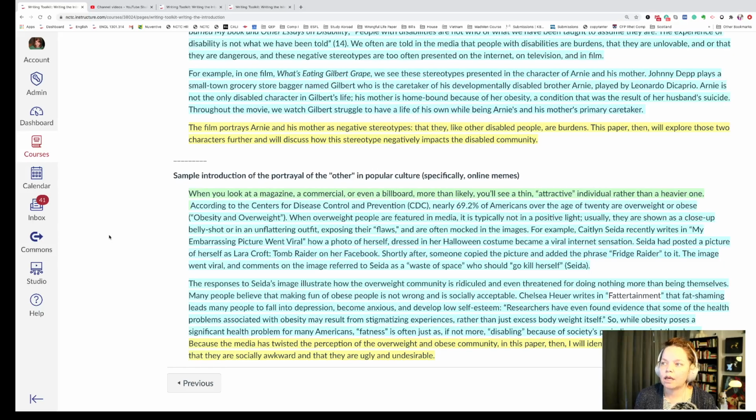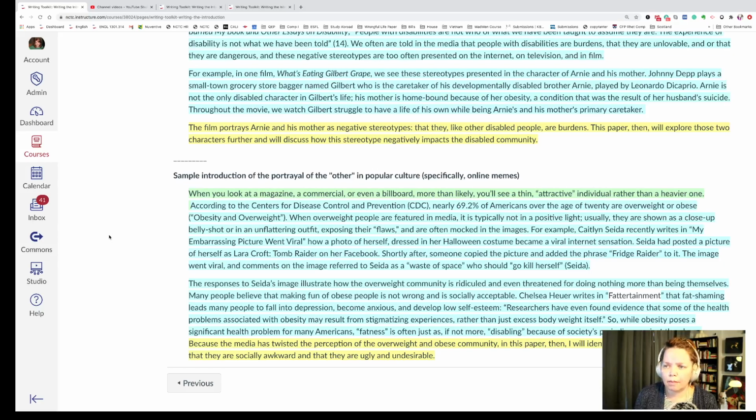in a Halloween costume became a viral internet sensation. Seda had posted a picture of herself as Lara Croft Tomb Raider on her Facebook. Shortly after, some people copied the picture and added the phrase "fridge raider" to it. The image went viral, and comments on the image referred to Seda as, quote, "a waste of space who should go kill herself." Terrible, terrible things. If you read anything about her article, it was just awful what people did to her.